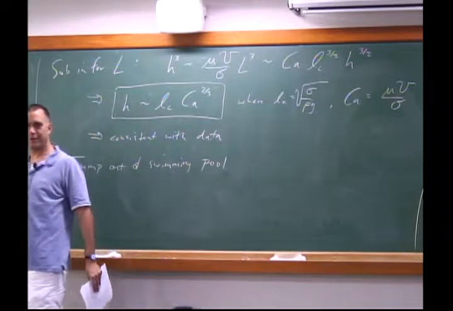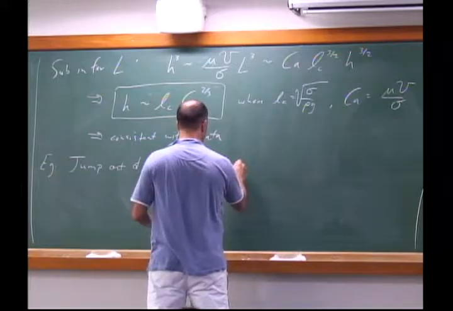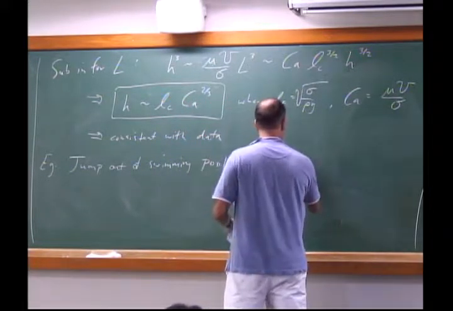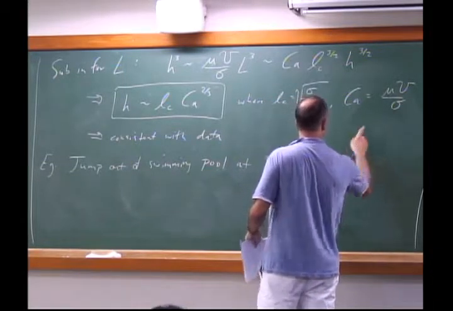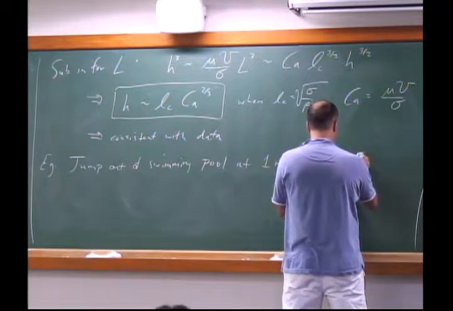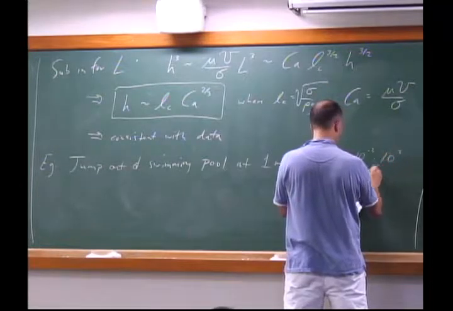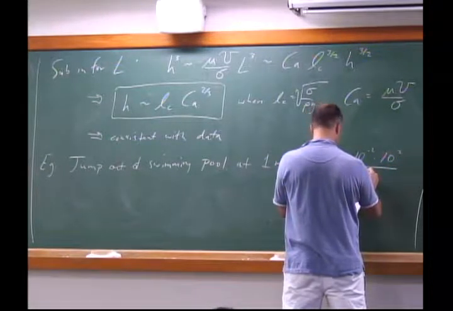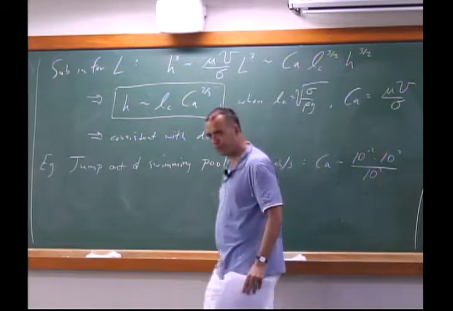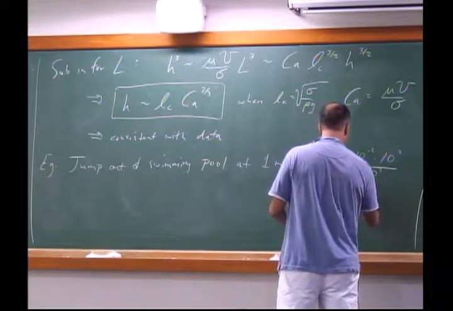So what's the thickness of the film which accompanies you? Say we jump out at 1 meter per second. So the capillary number, mu over sigma times U: for water, mu is 10 to the minus 2 in CGS, U is 10 to the 2 for a meter per second, and around 100 for the surface tension of water. So that gives us around 10 to the minus 2.